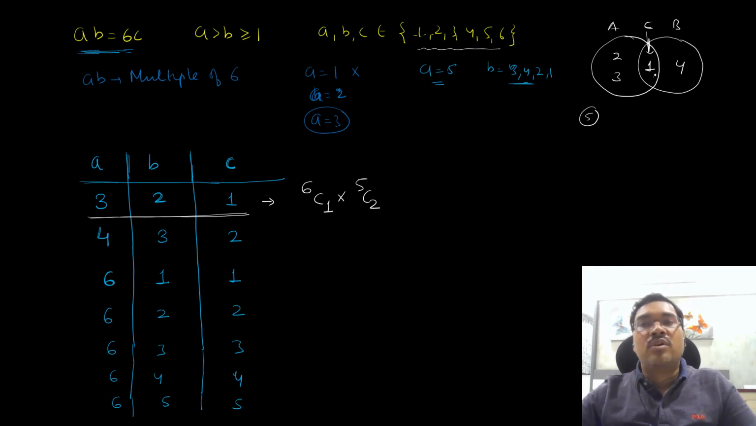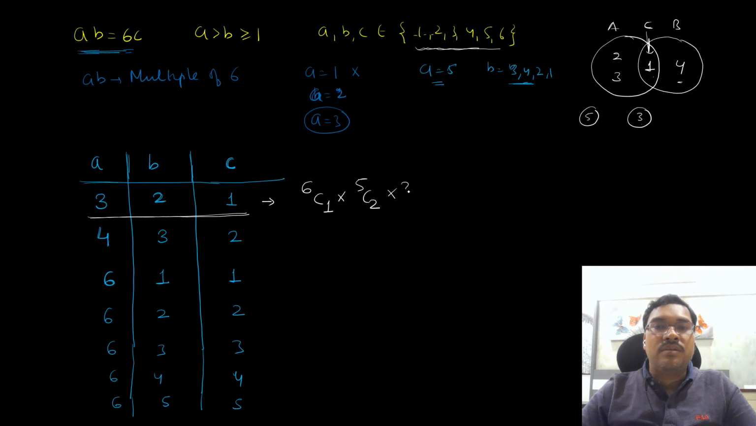Now how many have gone? 3 have gone. So you are left with only 3 elements now, because we have a total of 6 elements. Out of these 3 you require only one element for set B. So in how many ways? 3C1 ways. Out of 3 you will select only 1. So if I calculate, this is equal to 180.